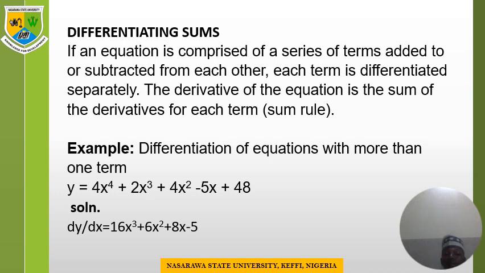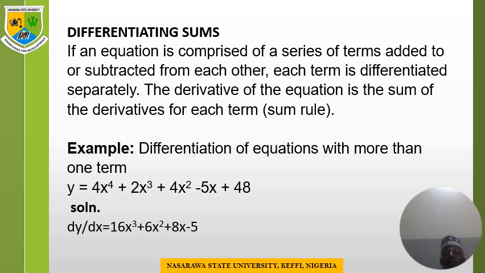Where we get 16x raised to power 3, we have to say the index, that is our x raised to power 4, our index is 4, multiplying by the term which is 4. 4 times 4 is 16. Decrease the index by 1. 4 minus 1 is 3. The same thing for the next term, which is 2x raised to power 3, and our index is 3. 3 times 2 is 6, and 3 minus 1 is 2. That is why we have 6x raised to power 2.